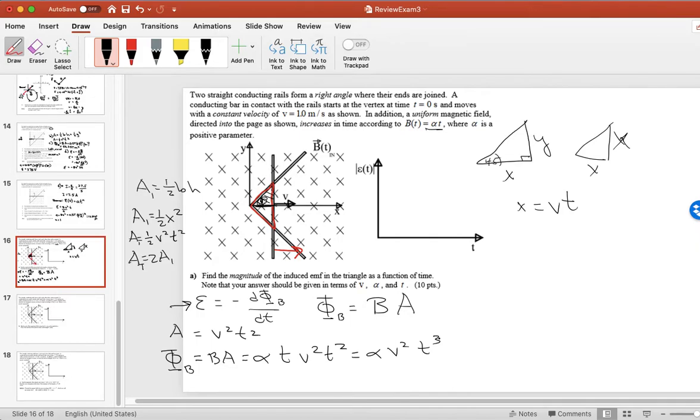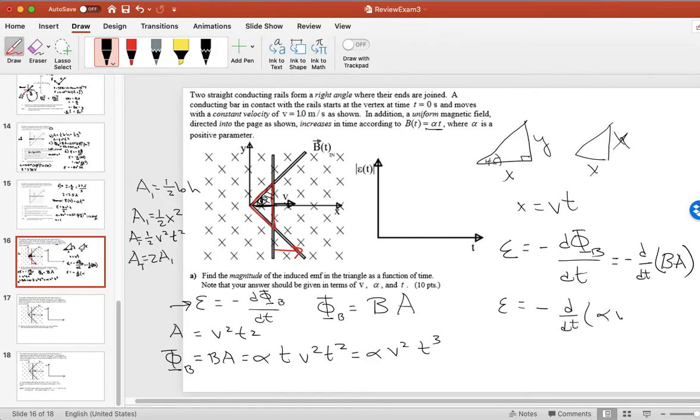Right, okay, so now I want to go to finding my EMF. So EMF is going to equal a negative dΦ/dt, which is equal to a negative d/dt of the magnetic field times the area, right? And now this Φ is this new function. So we're going to have E equal to a negative d/dt of alpha v squared t cubed.